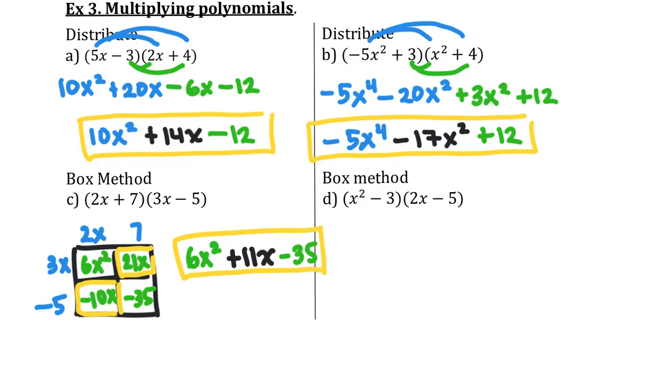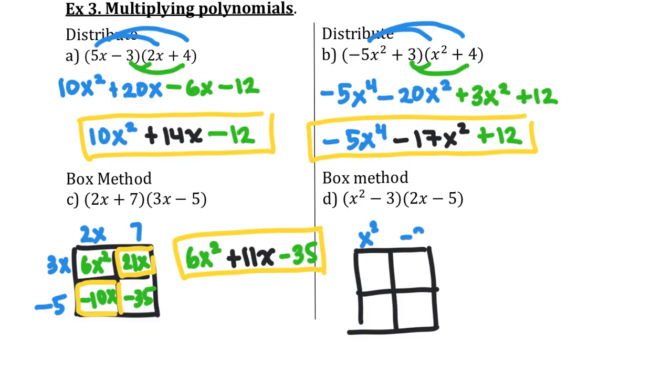Okay, let's do one more box method to remind people who are rusty. Okay, x squared minus 3. It doesn't matter which side you put each binomial on either. Multiplication is commutative. So if I do 5 times 3, that's the same as 3 times 5. Okay, 2x times x squared is 2x to the third. 2x times negative 3, negative 6x. Negative 5x squared, positive 15.